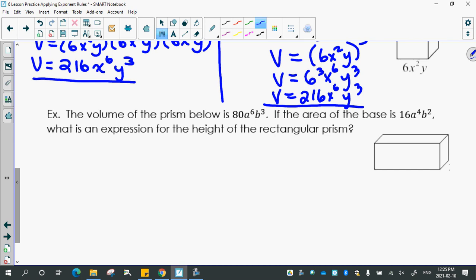Perfect. The volume of the prism below is 80 a to the 6 b cubed. If the area of the base, we talked about that, the area of the base is 16 a to the 4th b squared, what is an expression for the height? We can take it through. You know the whole area, not the length and the width like here. Yes. Yep. Awesome. Here you go.